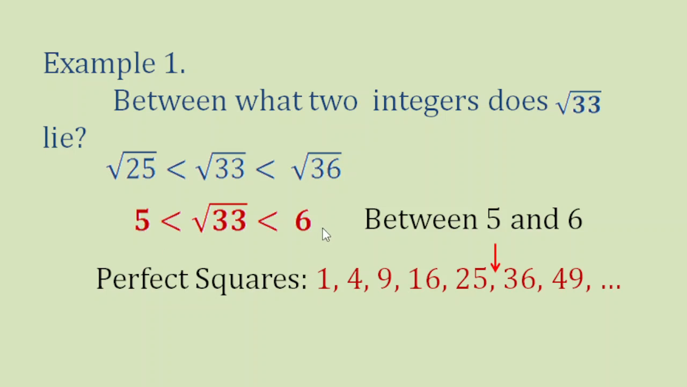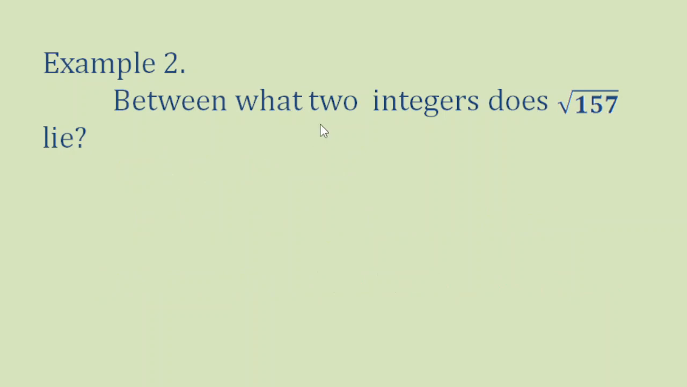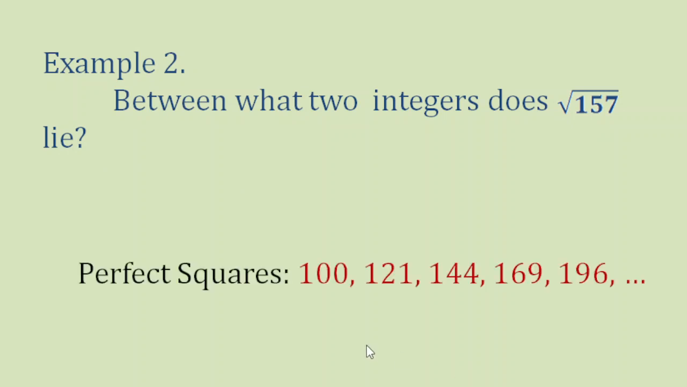Let's have another example. Between what two integers does square root of 157 lie? Our strategy is to list down the perfect squares, including the one that is less than 157 but closest to 157, and the other one closest to 157 but greater than 157. So 157 lies between 144 and 169.